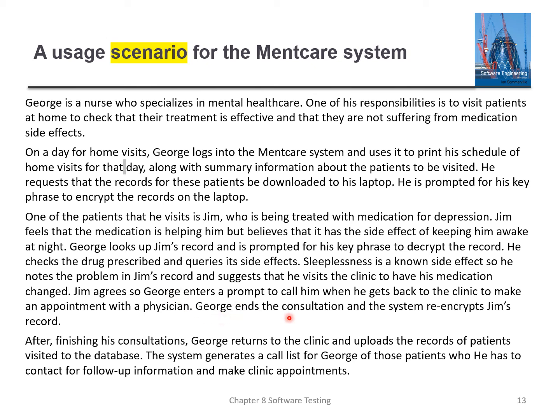George ends the consultation and the system re-encrypts Jim's record, so that nobody who is not authorized can see it. After finishing his consultation, George returns to the clinic and uploads the records of the patients visited to the database of the system. The system generates a call list for George of those patients he has to contact for follow-up. So this is making appointments for the patients that he has visited.